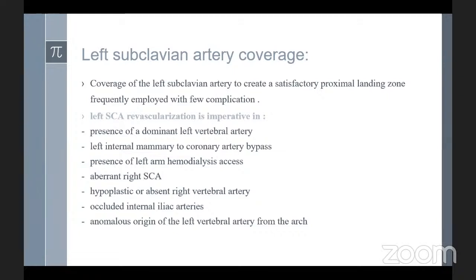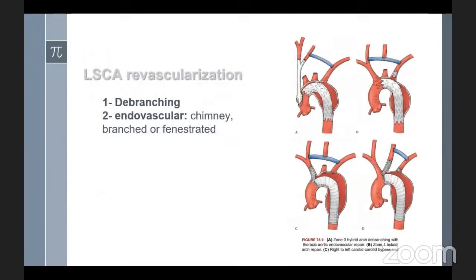If we have any of these situations, then left subclavian artery revascularization is important. And we can do the revascularization with two options. Either we can do it with debranching or hybrid technique, or endovascular. The debranching, we have a different technique for that. For the debranching, either we can do it from the carotid, or from internal carotid, or common carotid, or we can do it from the innominate artery also, but which is more challenging.